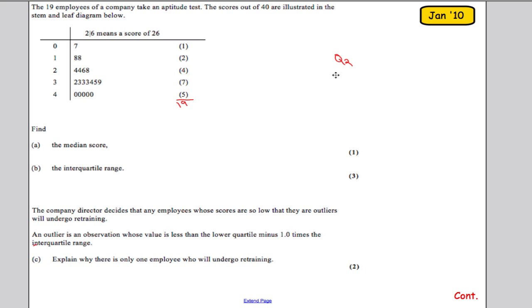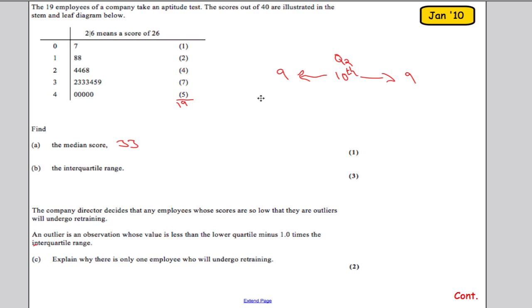I want Q2, which is going to be the 10th person. I'm just thinking about it in context. If I choose the 10th, that means there are 9 scores before it. So the 10th value is the one we want. 1, 2, 3, 4, 5, 6, 7, 8, 9, 10. So 33 is our median score.